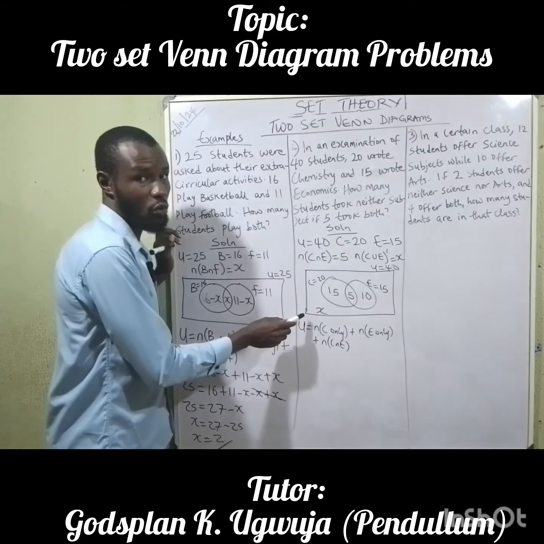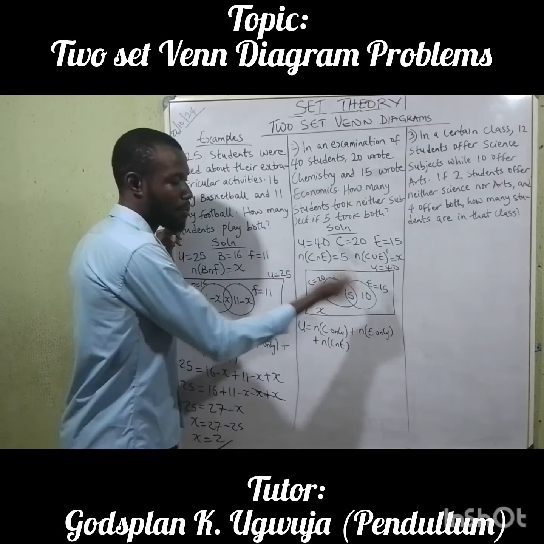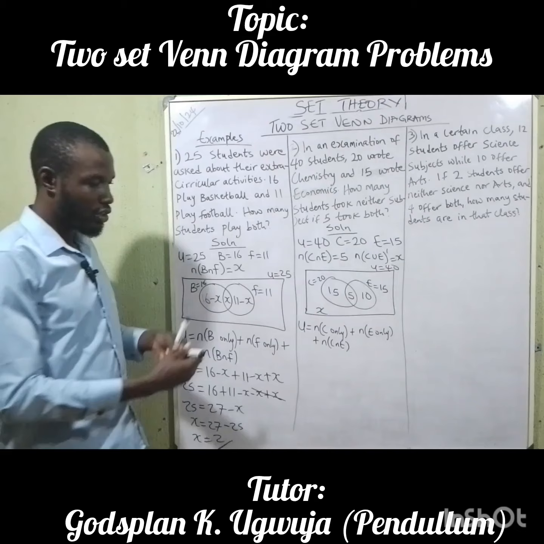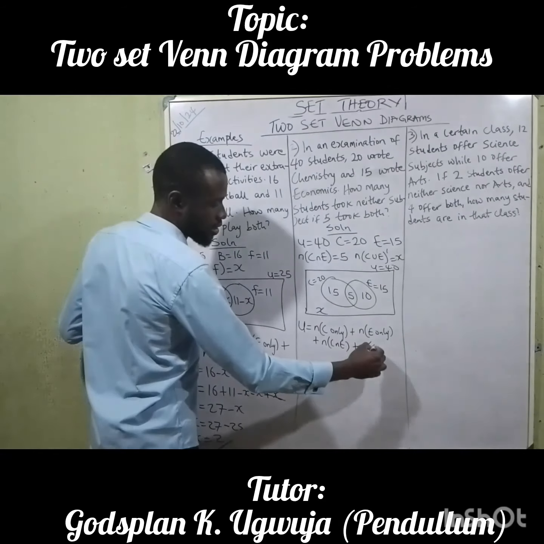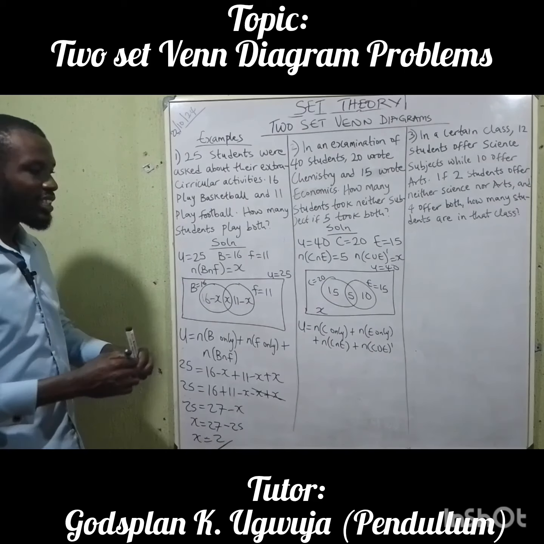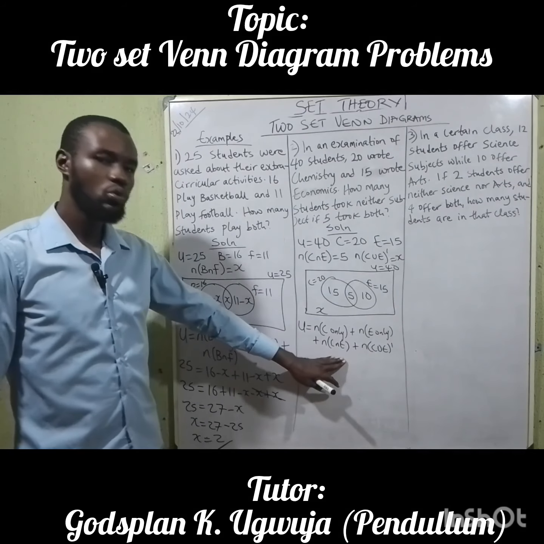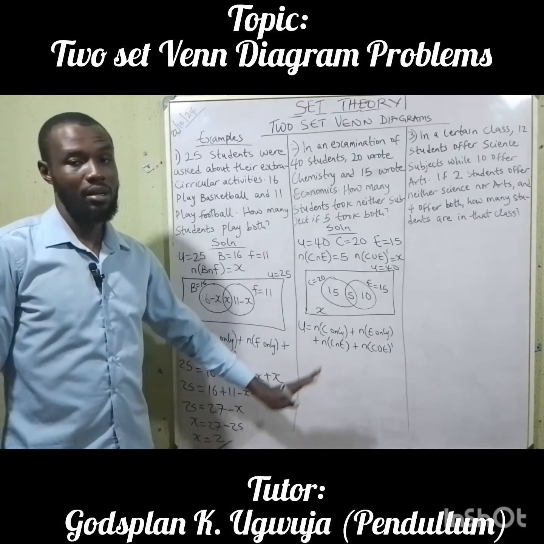This one, that is the one for neither. So if you add up everything within the sets plus neither, you get your universal set. So here you're going to add the number of elements in C union E complement. Alright, so this is actually the full formula for solving Venn diagram sets.